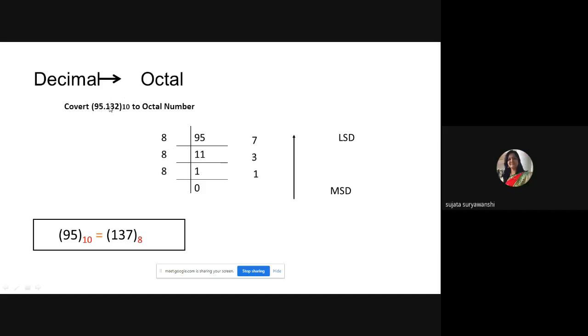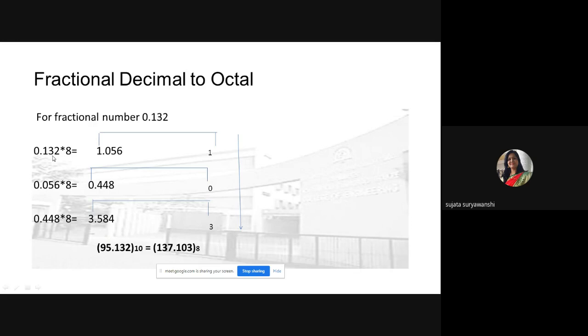So simply consider the fractional number 0.132 and multiply it by 8. So here 0.132 multiplied by 8, you'll get the answer 1.056. Record the carry or the integer part, write it down here. Then consider only the fractional part. Don't consider this whole part for the further multiplication. Okay. So simply use 0.056, because we have recorded this integer part here. Then 0.056 multiplied by 8, you'll get this answer.